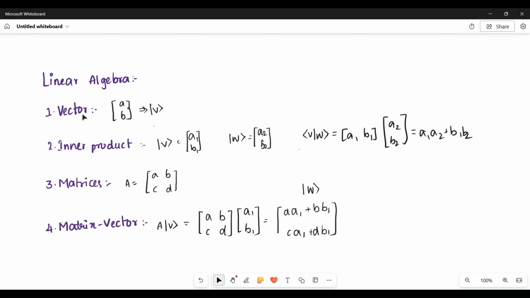The norm of a vector is written as double bar v double bar. Given its length, a quantum state must have norm equal to 1. Matrices act on vectors: apply a matrix A on ket v, and we'll have a new ket w. Unitary matrices are important in quantum computing because they preserve norm. Hermitian matrices are used to represent physical observables like energy or spin.